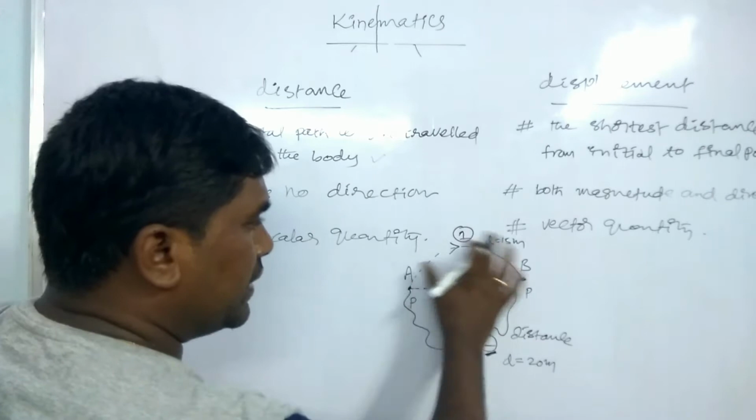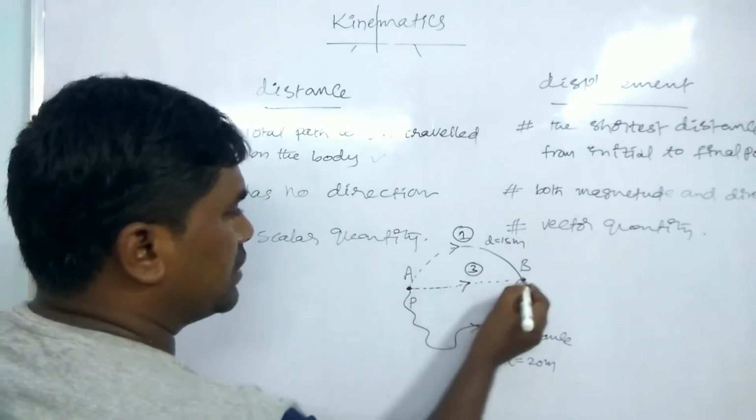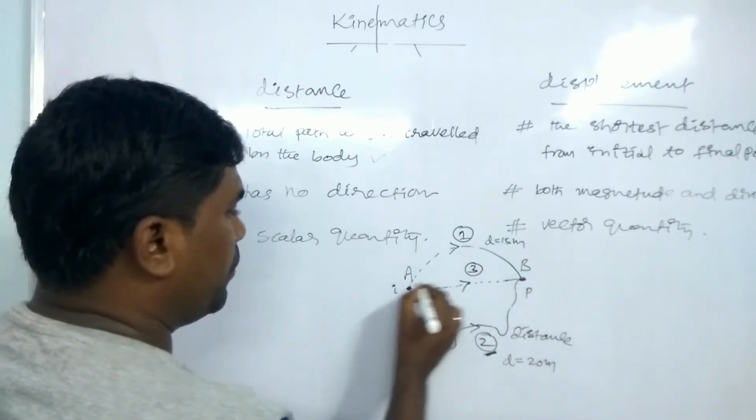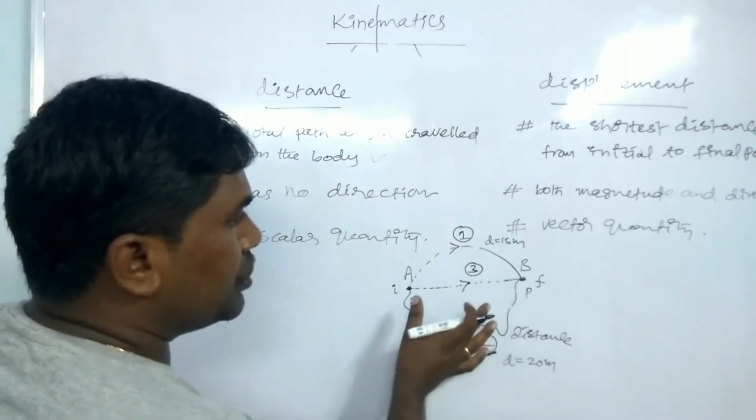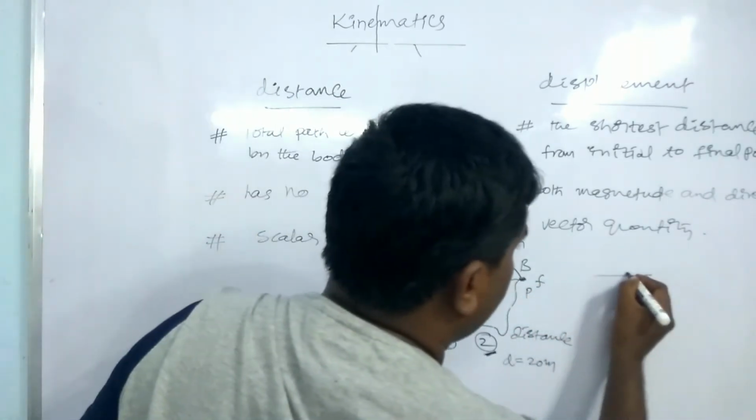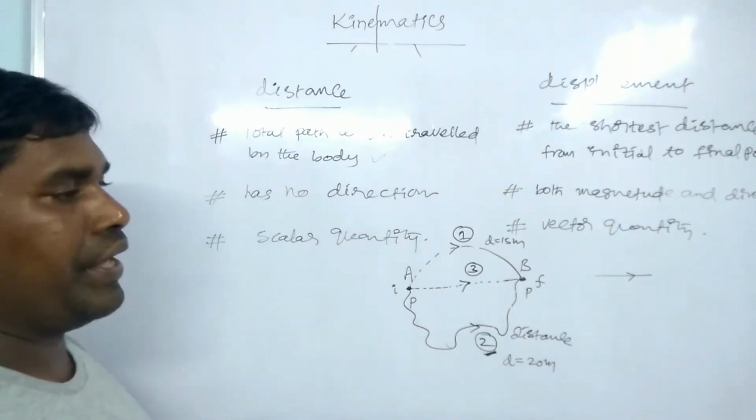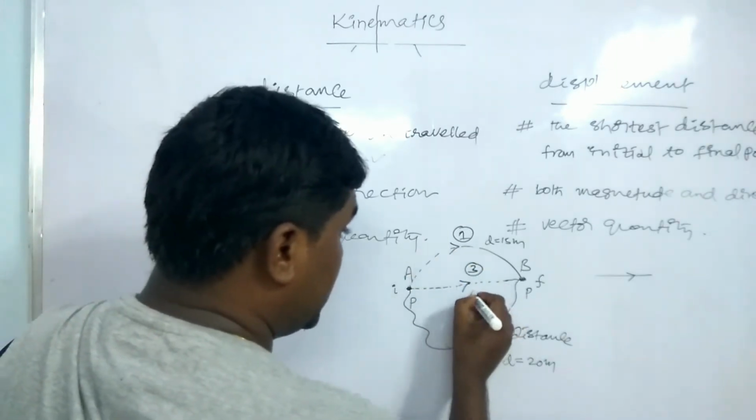And here, what is the displacement in this case? The displacement is equal to the shortest distance from initial to final. This is the initial point and this is the final point. The shortest distance, which is nothing but a straight line between the initial and final points of your body. So that is the displacement. Here, this is the displacement.